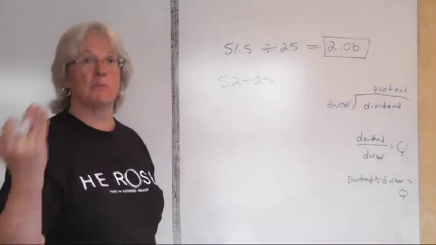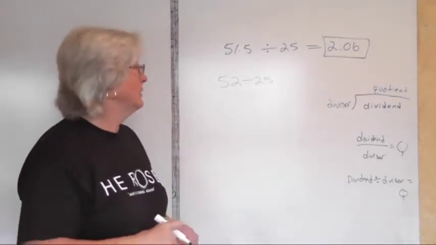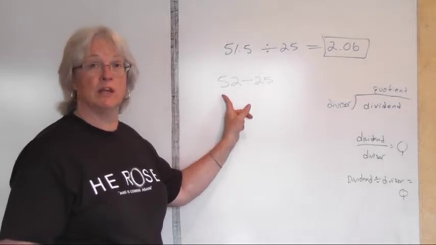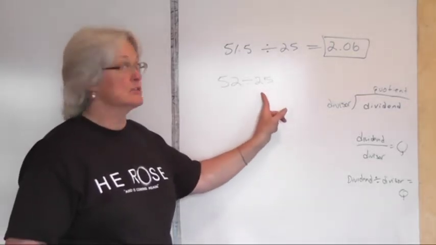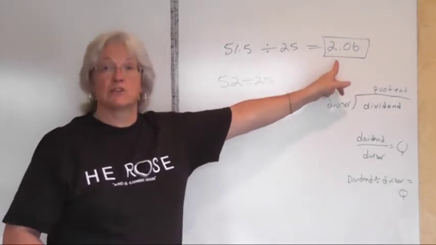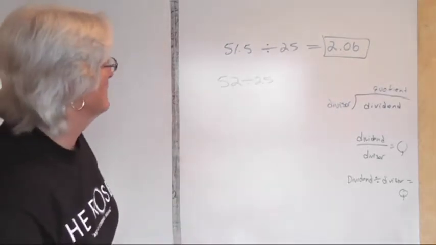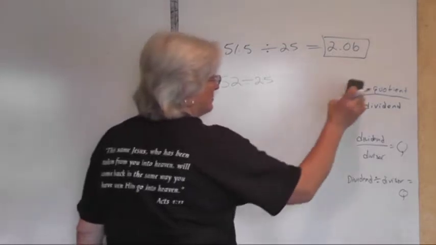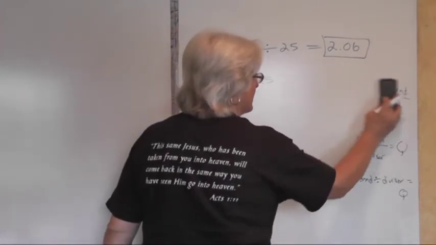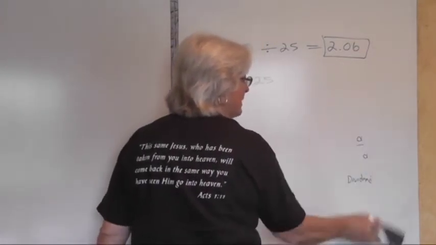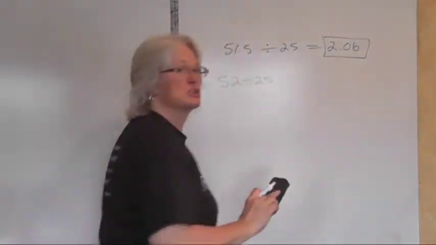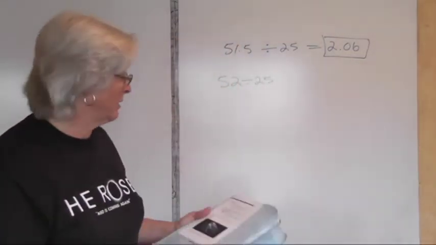You can't have to stop and think about it. You have to know that 52 is the dividend and 25 is the divisor. The answer, 2.06, is the quotient. Okay? Take the time to make sure you understand dividend, divisor, and quotient, and I'm going to have that English go away off our blackboard here.